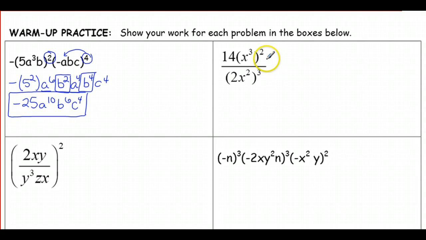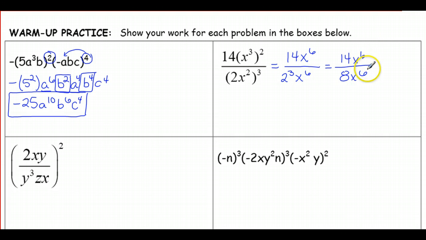So we have 14x cubed squared all over 2x squared cubed. So we would want to simplify the top and then simplify the bottom. If I look at just the top of this fraction, I have 14x to the 6th. On the bottom, if I distribute my 3, I have 2 cubed x to the 6th. Now the next thing I might do is do my 2 cubed, which is 8. So now I have 14x to the 6th over 8x to the 6th.